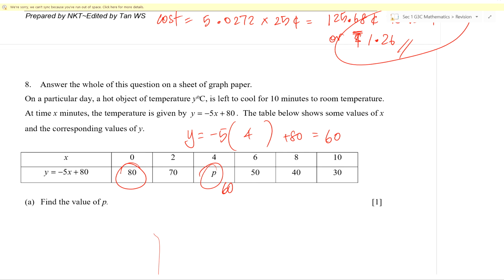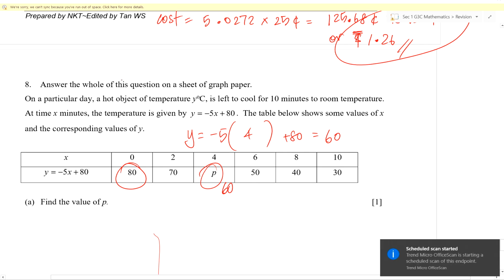So there are 1, 2, 3, 4, 5, 6 points. I will be checking all 6, and they all have to lie on the same line. So this will give us 2 marks: 1 mark for the points, 1 mark for the straight line. Oh, sorry, 3 marks, because 1 more mark for the scale. So this is a 3-mark graph.